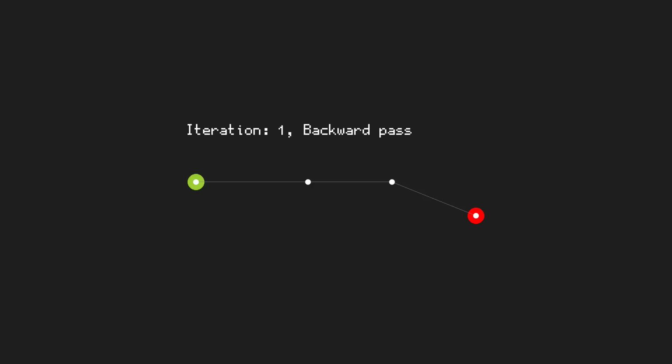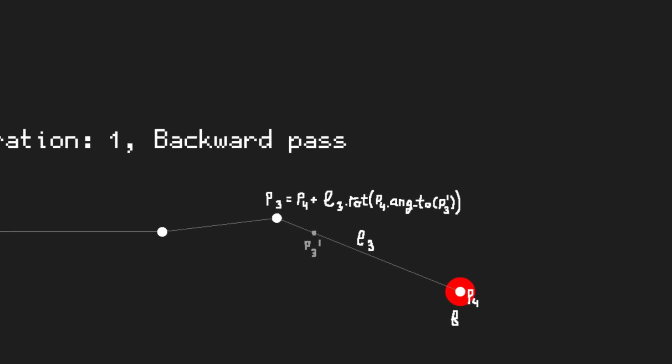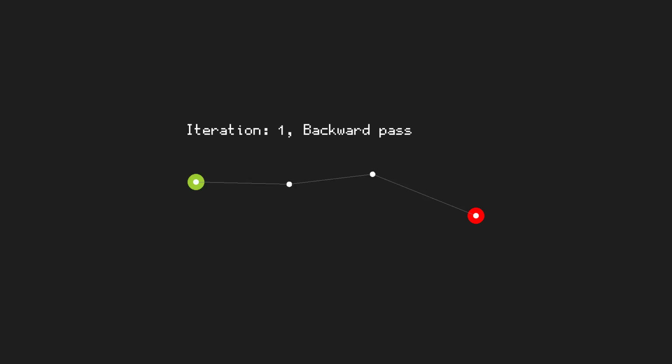The backward pass process begins. First of all, we set the last joint P4 on point B. Now the length of segment P4, P3 is not equal to the length L3. This is corrected by the next iteration over point P3. Here joint P3 is calculated as P4 plus the length L3 rotated through the angle between P4 and P3', where P3' is the past value of P3. Further, the same calculations go up to P1, after which the forward pass process begins, and in a similar way.